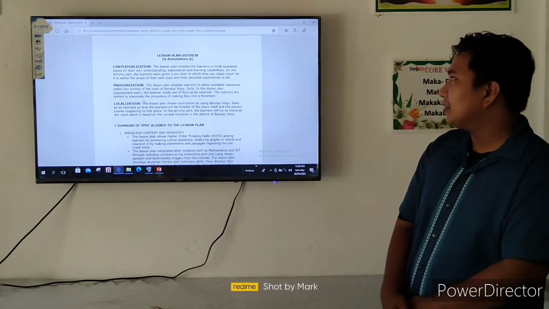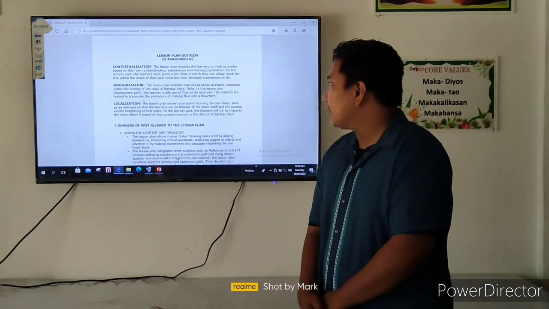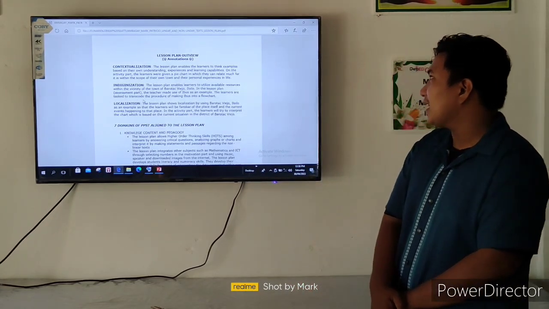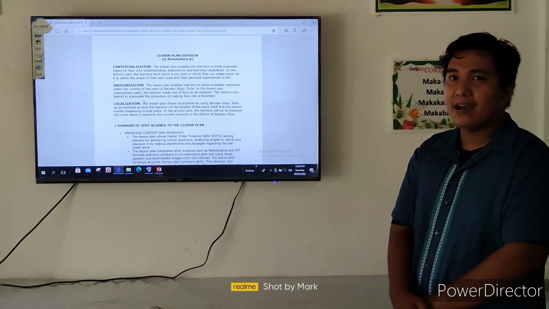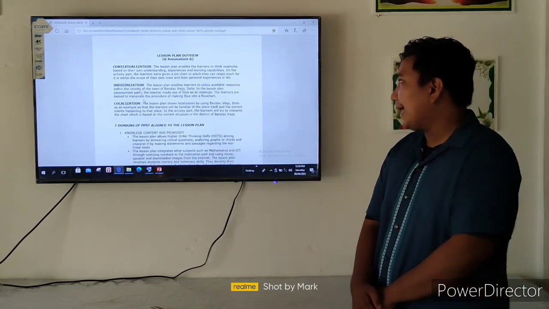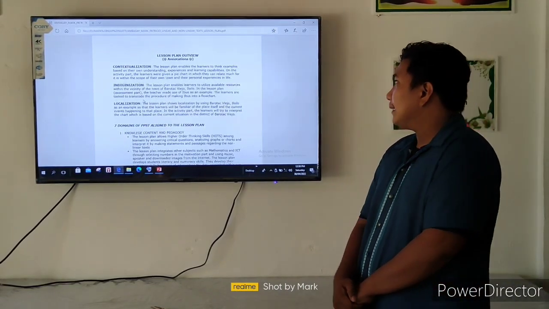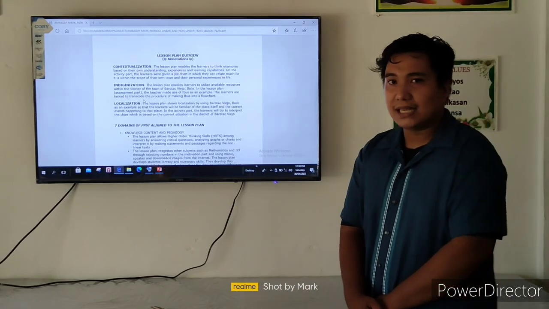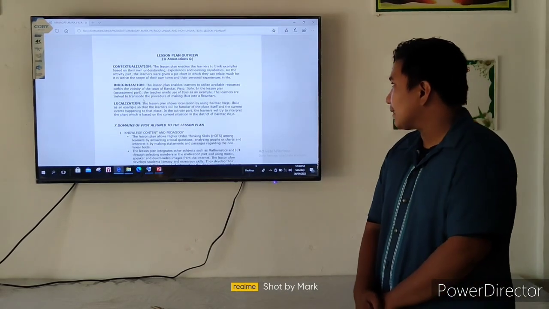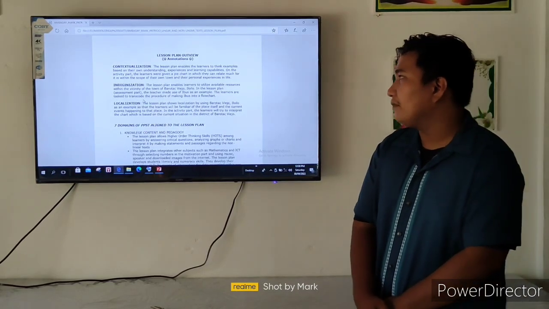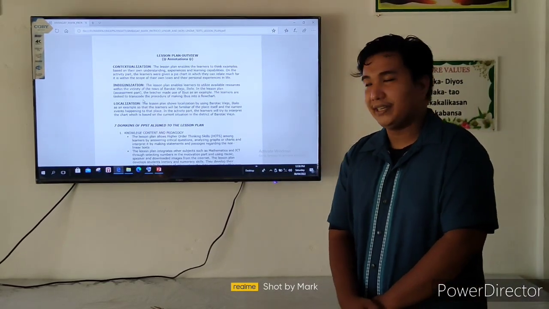Also, I included indigenization. The lesson plan enables learners to utilize available resources within the vicinity of the town of Barotac Viejo, Iloilo. In the assessment part, the teacher made use of ibus as an example, so the learners are able to transcode the procedure of making ibus into a flowchart.